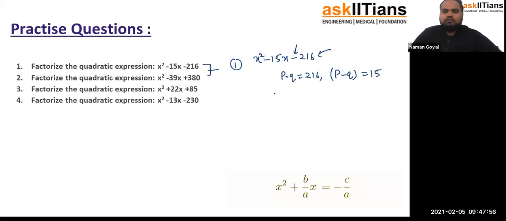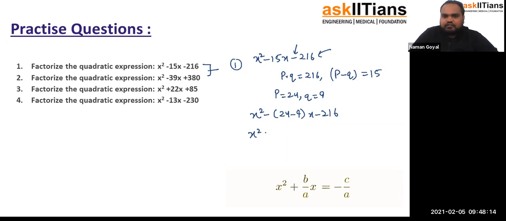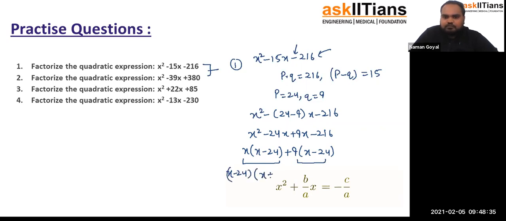So we can take the two numbers as P as 24 and Q as 9. If you see, 24 into 9 is what? 216. And 24 minus 9 is 15. So minus 15x can be written as minus 24x plus 9x. So now this can be written as x square minus 24x, minus minus becomes plus 9x, minus 216. X we can take common, x minus 24, plus 9 we can take common, x minus 24. Now x minus 24 comes common over there, so taking x minus 24 common, it becomes x plus 9 also, right? Are you getting my point?